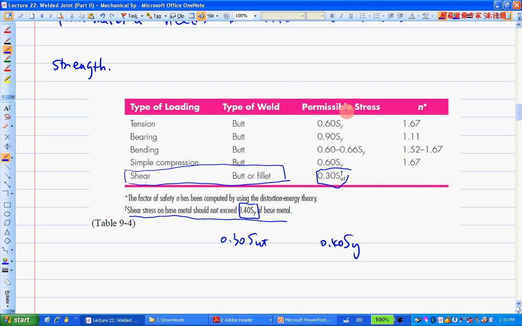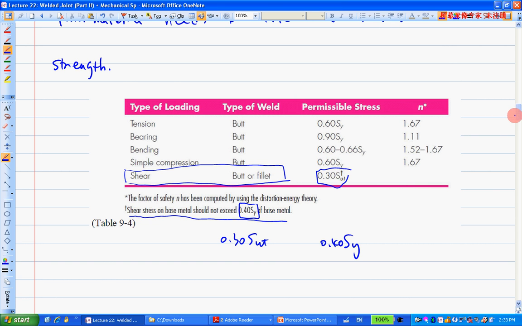Technically, if you look at the textbook, they use the table on the welded metal, on the filler material. But if we're going to analyze the welded joint, our SUT and SY is not just the SUT and SY for the filler material. It's also going to be the material property for the base metal. So here's how you use this.